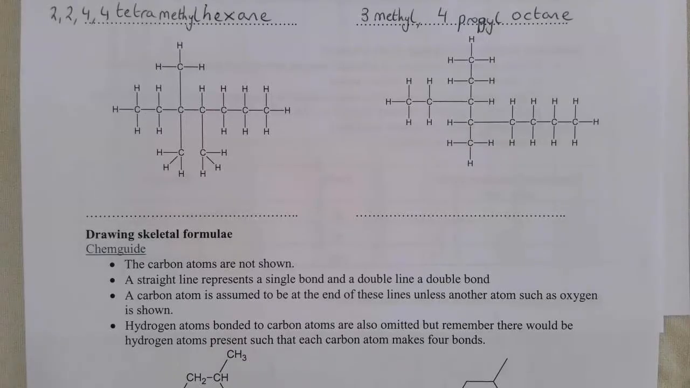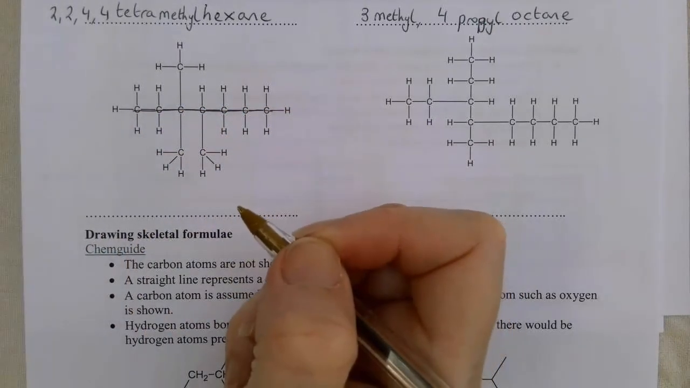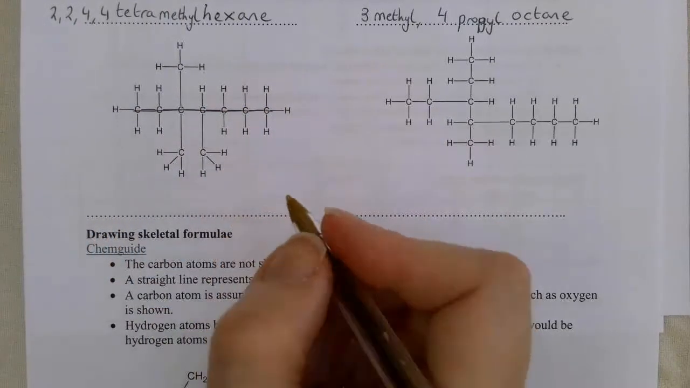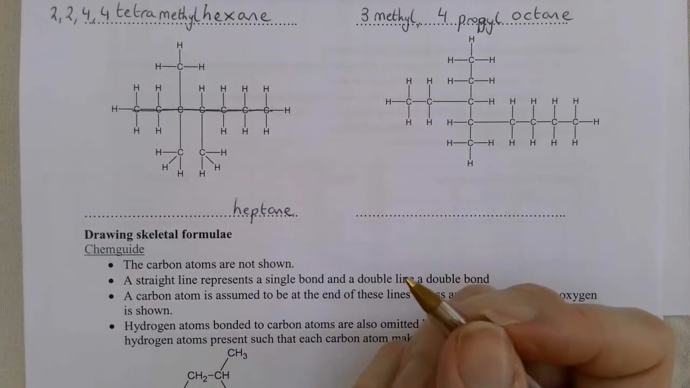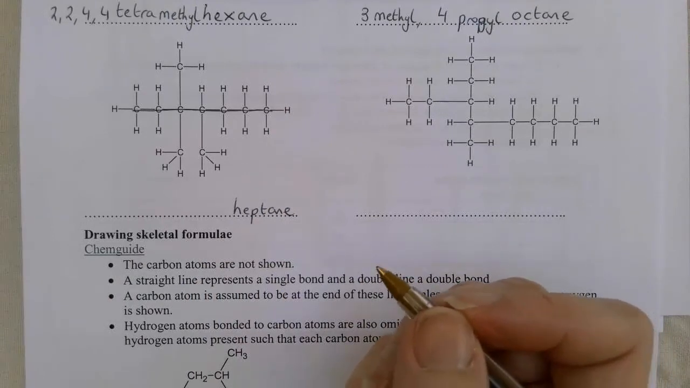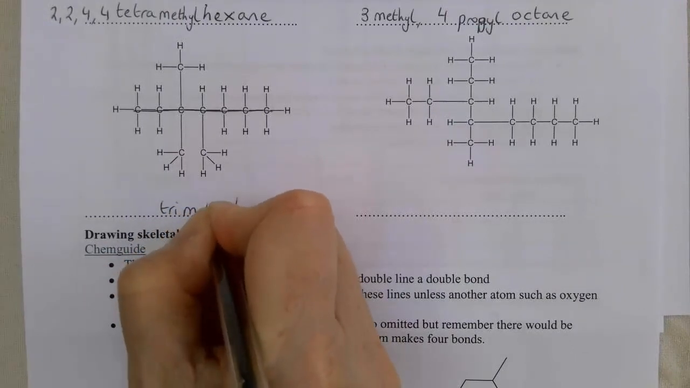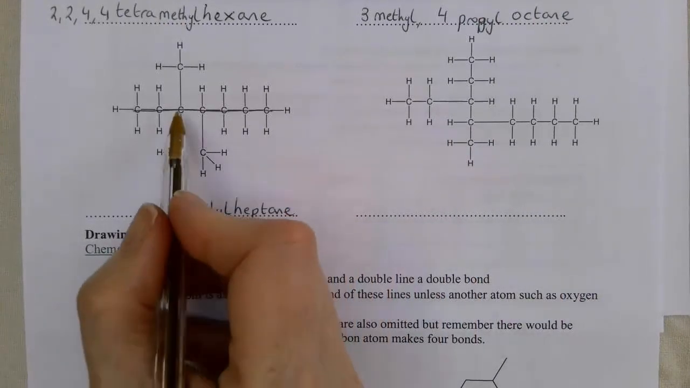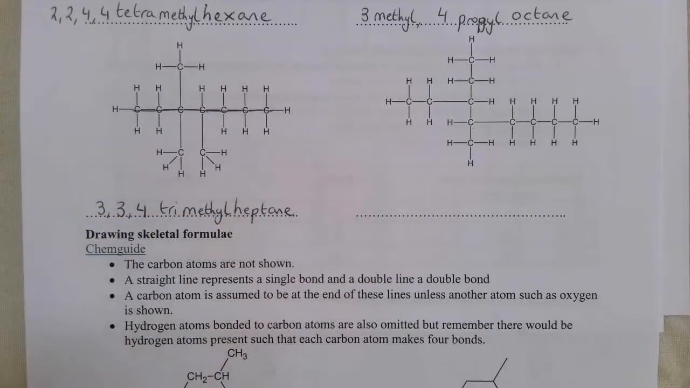So the last 2, again, I need to identify the longest chain, and in this case, this is my longest chain. So I have 1, 2, 3, 4, 5, 6, 7 carbons. So it's based on heptane. I've got 3 branches. Again, they're all methyl branches. So it is trimethyl heptane. The methyl groups are on positions number 3 and 4. So that's 3,3,4-trimethylheptane.